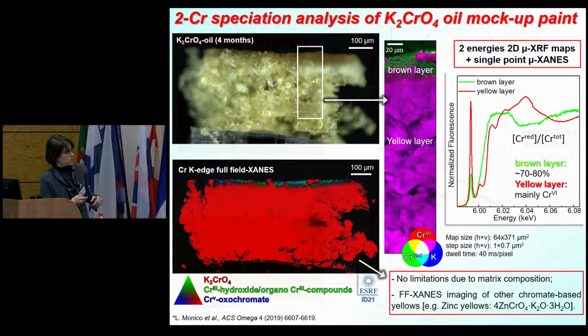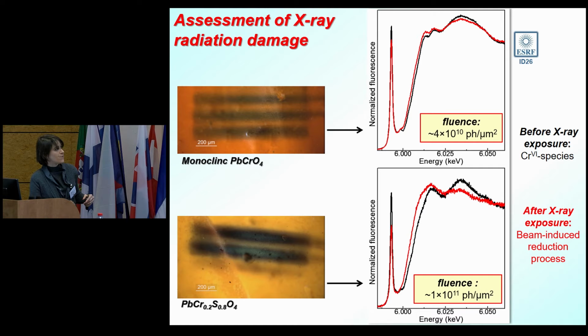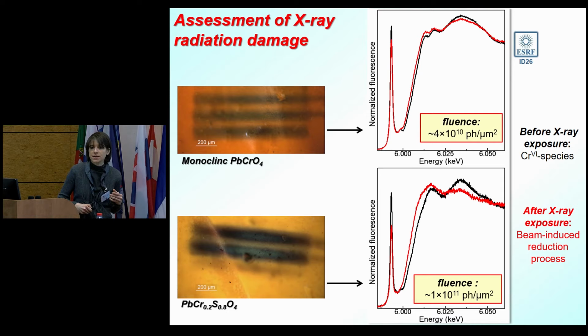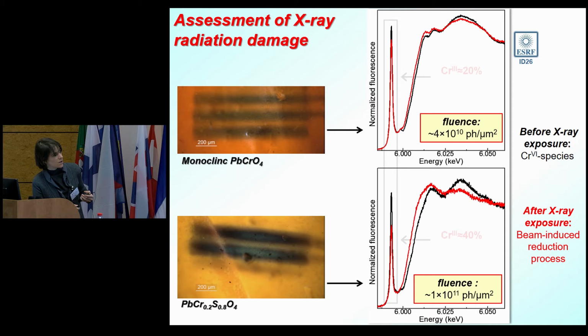We can clearly see a strong damage of our paint, which is visible as a darkening. In addition, what is the problem? The exposure to the X-ray microbeam induces a process similar to the one we want to study, because we can clearly see that the prolonged exposure induced a clear reduction of our system.